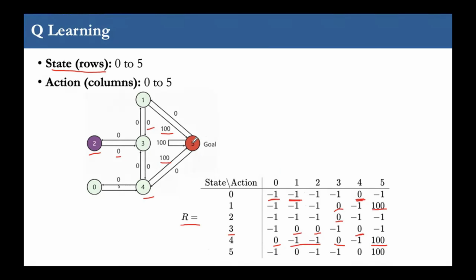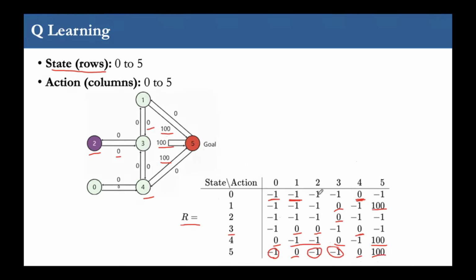And similarly from 5, it can move to 1. From 5, the agent can move to 4, and from 5, the agent stays outside of the building itself. That is, you have a loop here. So in this case, the reward is 100, and in other cases the rewards are 0. And in the remaining cases, if there is no move at all, those cases are represented as -1. So this is how we fill up the reward table or reward matrix.